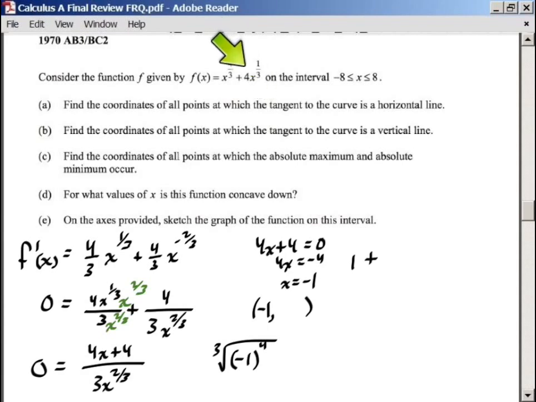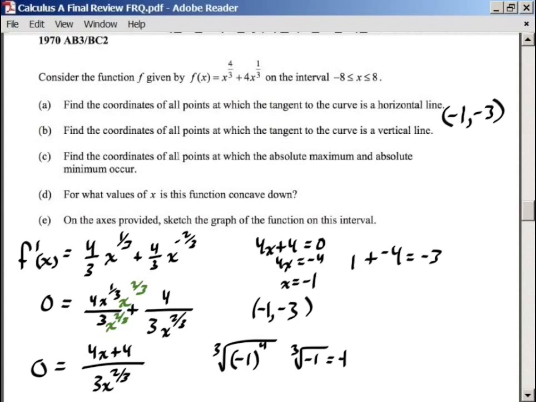Then we're going to go plus. What do we get when we do this one? So it's going to be negative 1. Okay, the 3rd root of negative 1. What is the 3rd root of negative 1? Yeah, it's negative 1. And then I have to go negative 1 times the 4, so it's going to be negative 4, which equals negative 3. So we have negative 3. Negative 1, negative 3 is what we get for that one right there. That's our answer for that one.